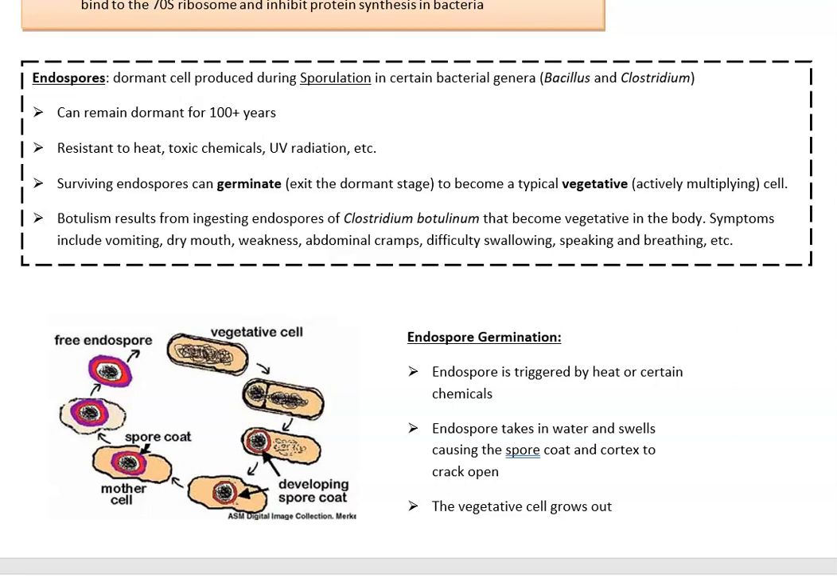So how does an endospore actually germinate and turn back into a vegetative cell? Well, the endospore is triggered by either heat or certain chemicals. The endospore takes in water and swells up, causing the spore coat and the cortex to crack open. The vegetative cell then grows out.